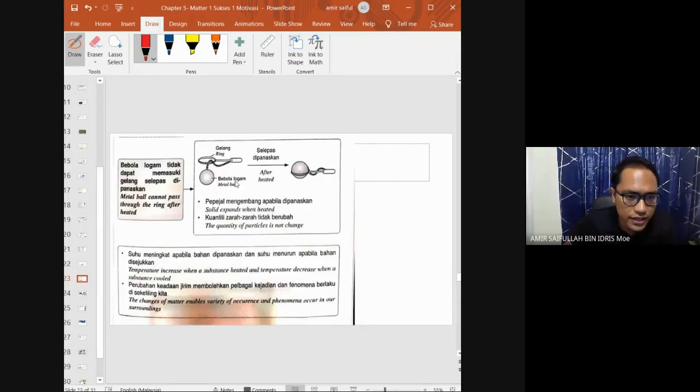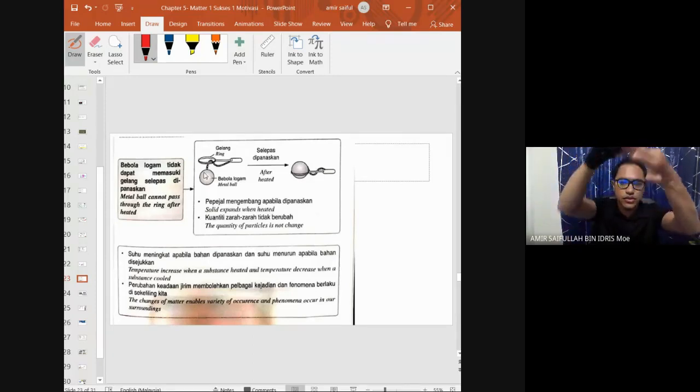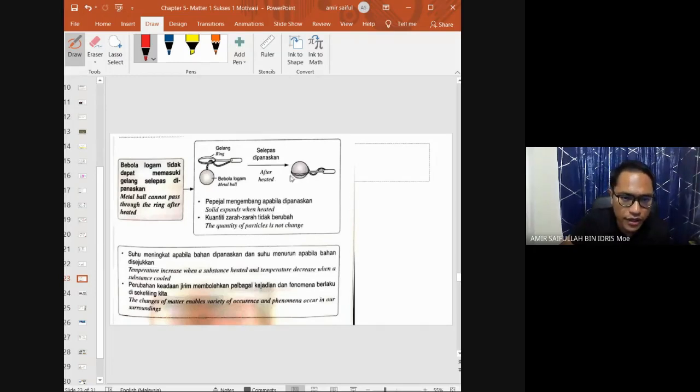Okay, so we can see that in this experiment, before we heat the metal ball, it can pass through the ring. But after we heat the ball for about 5 minutes, the ball cannot pass through anymore. It cannot pass through the ring because the solid expands, while the quantity of particles is not changing. The solid expands because the space between the particles becomes larger. They gain a lot of kinetic energy. Before, they were very close to each other with little kinetic energy, but when you heat them, they want to move. That's why they expand in size. But they do not expand totally like a balloon. They just expand a bit only.